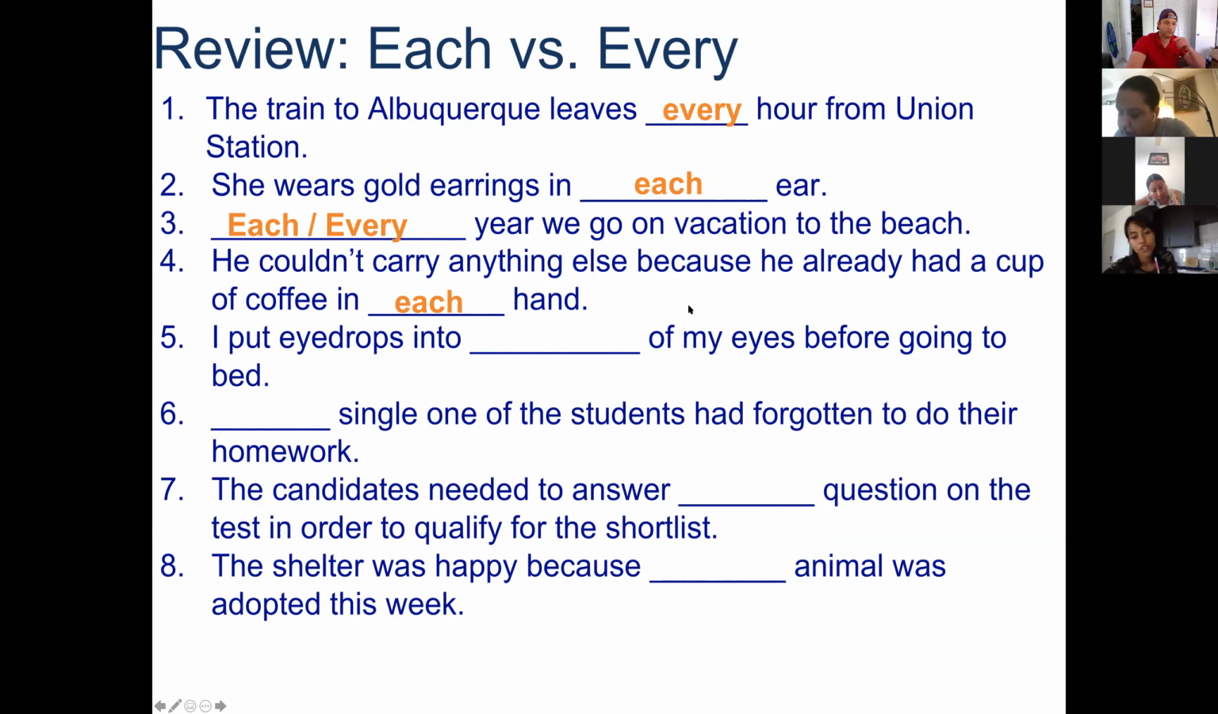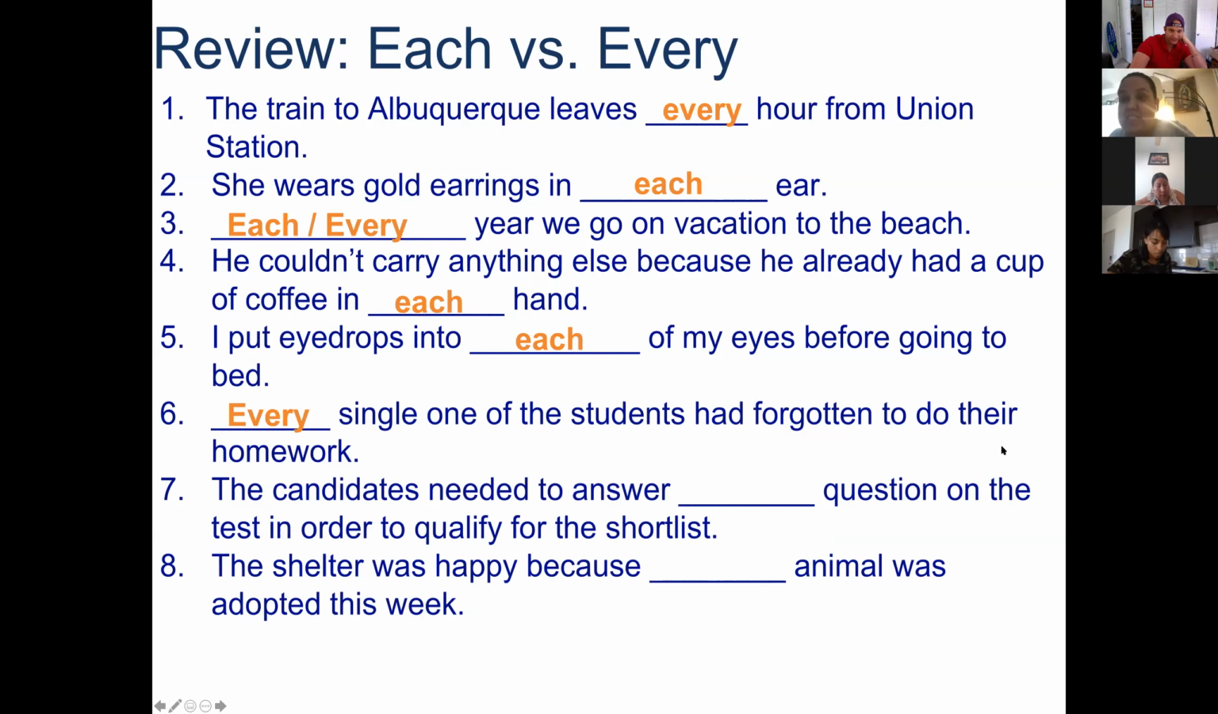I put 8 drops into each of my eyes before going to bed. Good. Every single one of the students had forgotten to do their homework. Oops. Good.